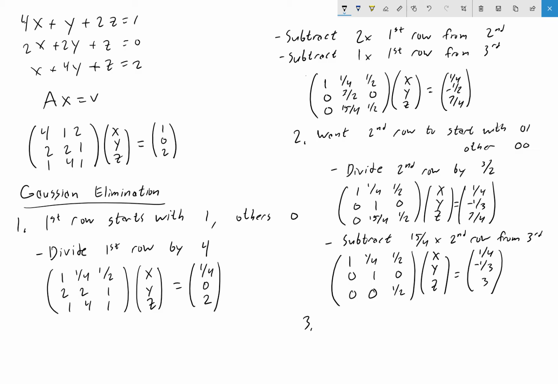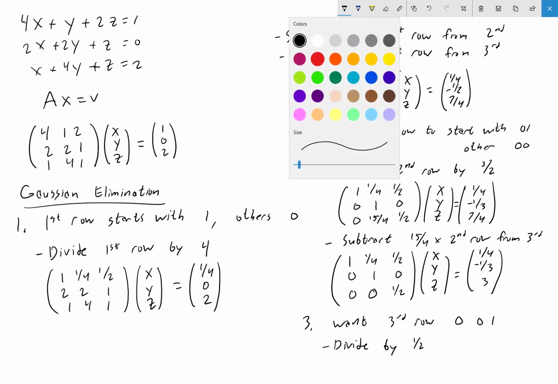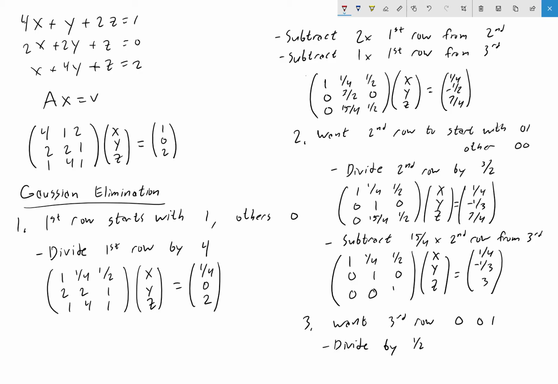So to do that, I need to divide the third row. Well, let's just be careful here. What I want is my third row to be 0, 0, 1. I can make that happen with a division, so I divide the third row by 1/2. Since I'm running out of space, let's just do that in place here. I'll switch colors to make it a little more obvious. I'm going to take a 1/2, divide by 1/2, that gives me a 1. And then 3 divided by 1/2 gives me a 6. Okay, so that's going to be my final simplified matrix.